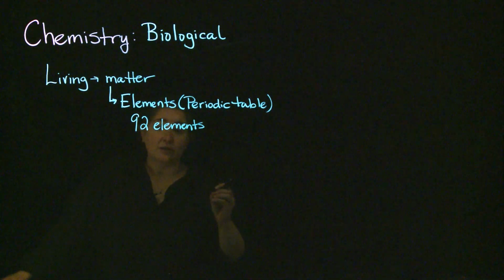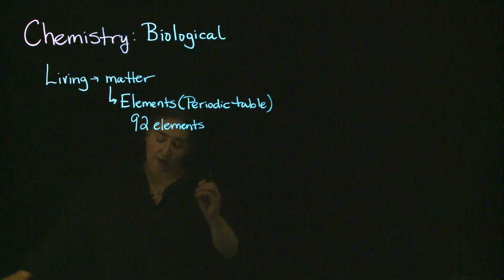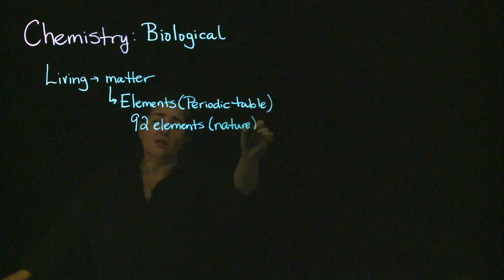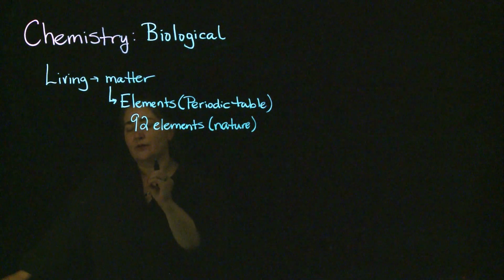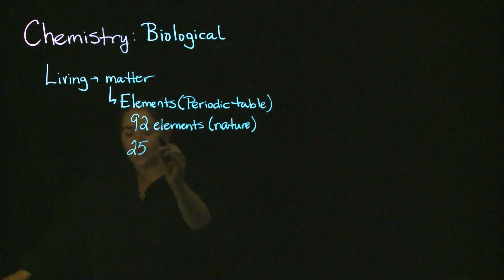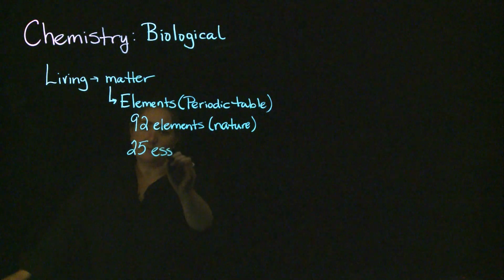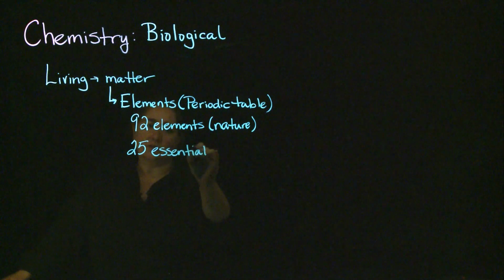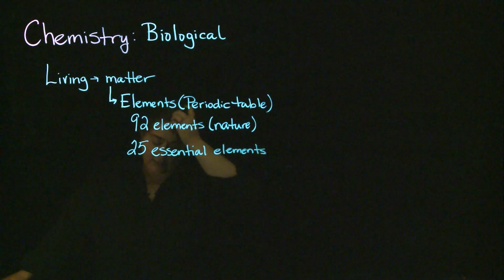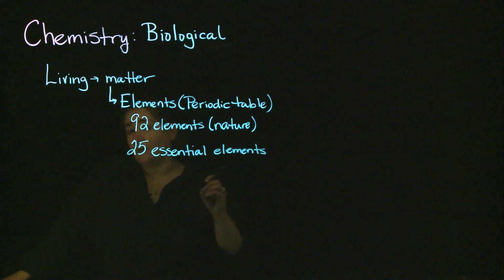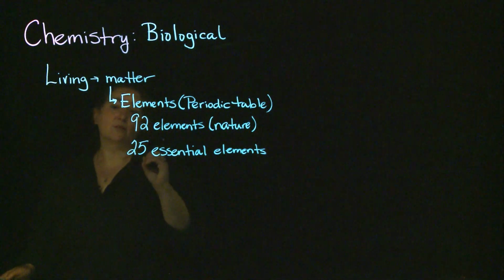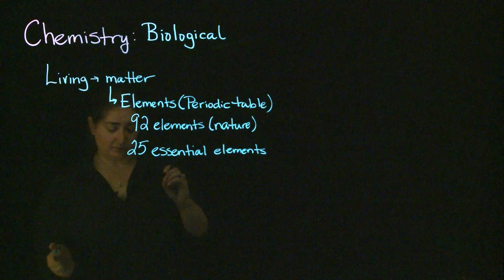So good news, I'm narrowing things down for you. Okay, we've got 92 elements that are part of nature. And what we're talking about really with human life and most life, we've got 25 essential elements, okay? And I think your textbook has a table with some of the more common elements that are required for life. I'm not going to ask you to memorize the entire table there, okay?